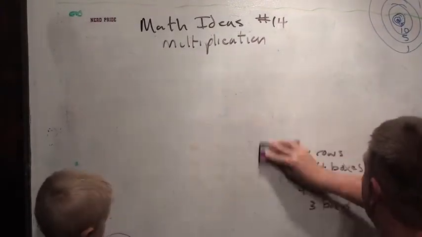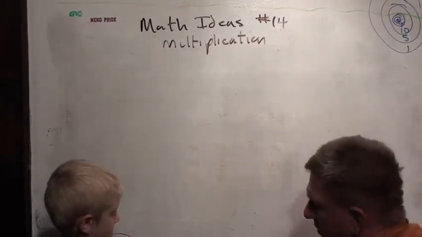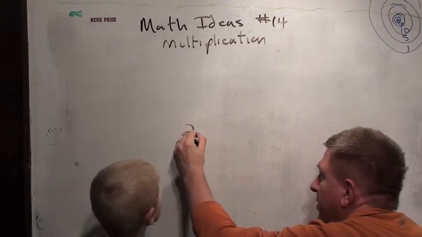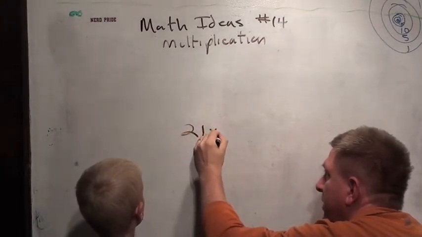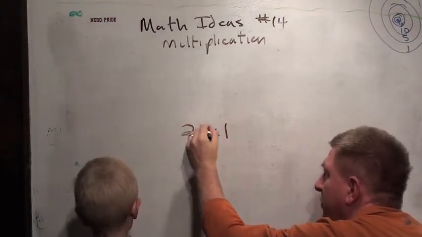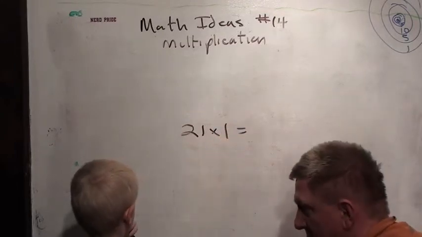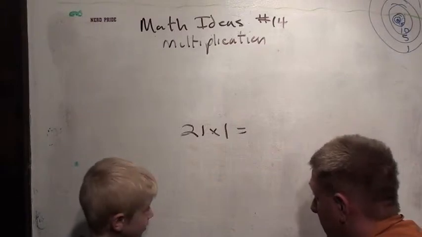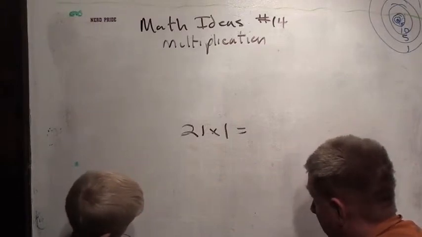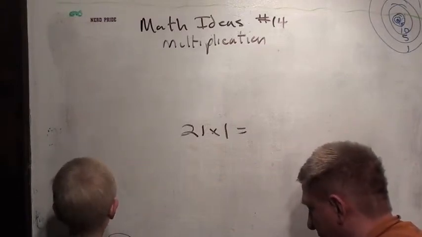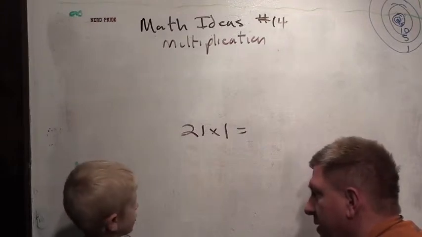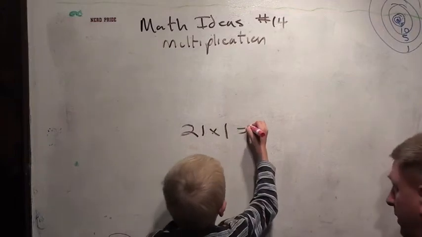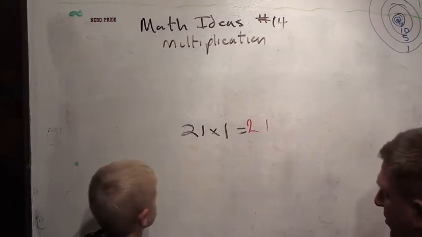Alright, now you ready for some more multiplication? Yeah. Okay. Let's do 21 times 1. What does 21 times 1 mean? It means like 1 set of 21. Okay, it means either 21 sets of 1 or 1 set of 21. So what is 21 times 1? 21 times 1 is just 21. Right, very good. Why don't you write that for me?